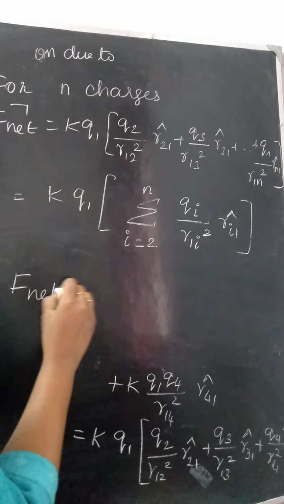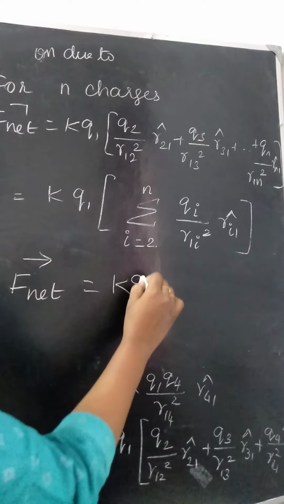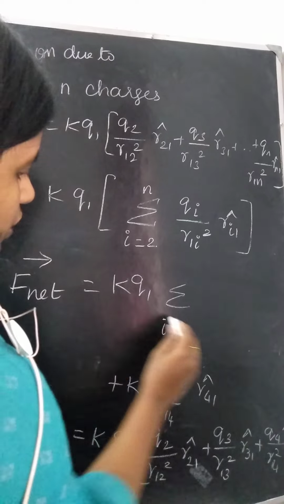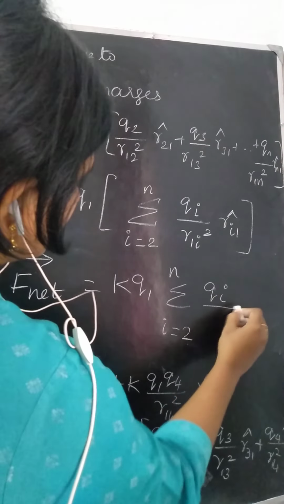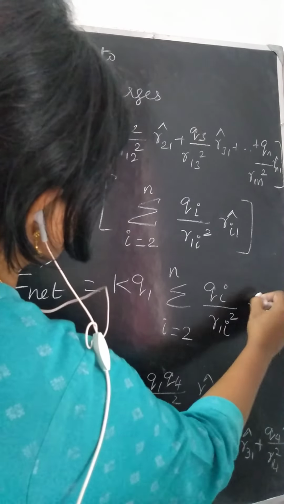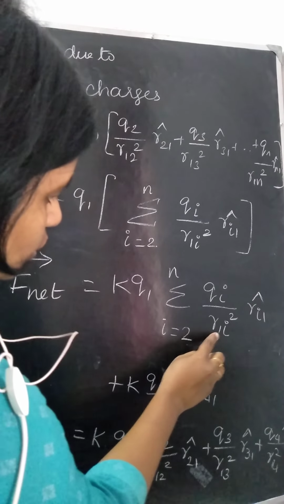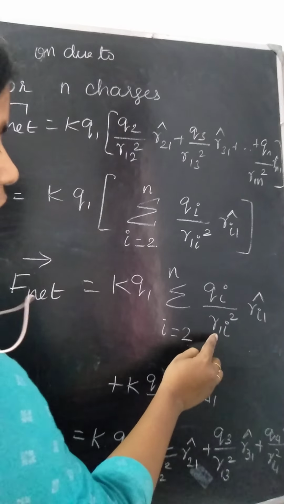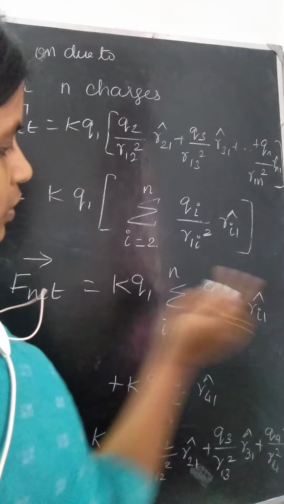So this is the superposition theorem. The net force acting on the charge Q1 is equivalent to K into Q1 sum of, starting from 2 to n, Qi divided by R1i square into Ri1 cap. See, here also 1 is there: distance between 1 and 2, 1 and 3, 1 and 4, 1 and 5, 1 and 6, 1 and 7, and up to 1 to n. And here the unit vector is from n to 1. Okay, sure?